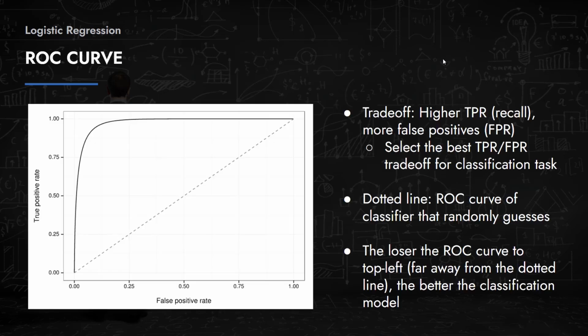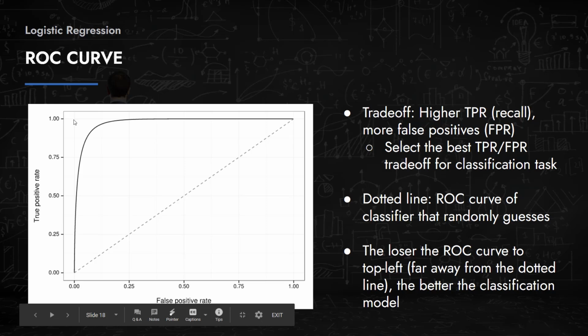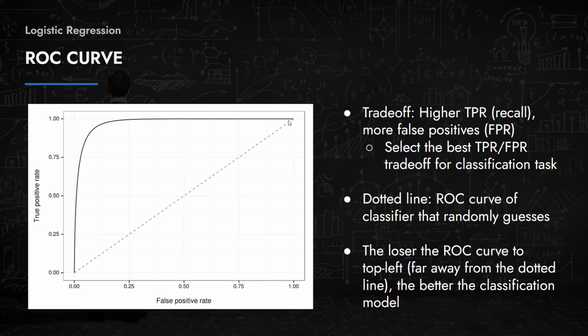Now, when we plot these, we get a curve like this, and this essentially gives you the trade-off. The higher the TPR or recall, the more false positives you would naturally have. There's no way around this. There is this relationship where as the true positive rate increases, the false positive rate will also increase. So you essentially want to select the best TPR, FPR trade-off for your classification task. You can't select a model that has a 100% true positive rate, because then it would also have a very high, almost 100% false positive rate, which you don't want.